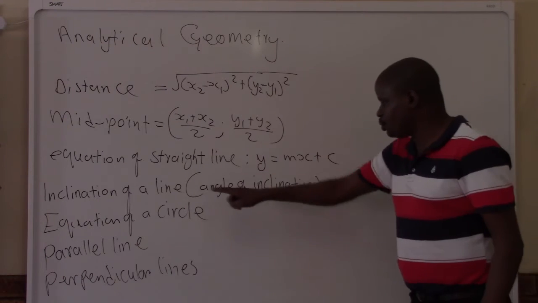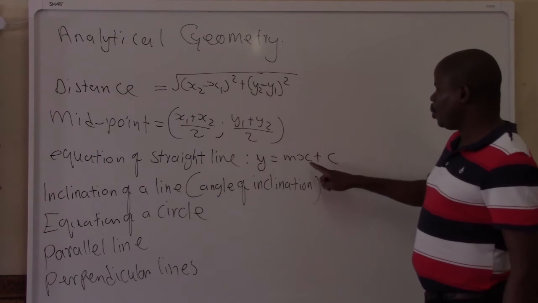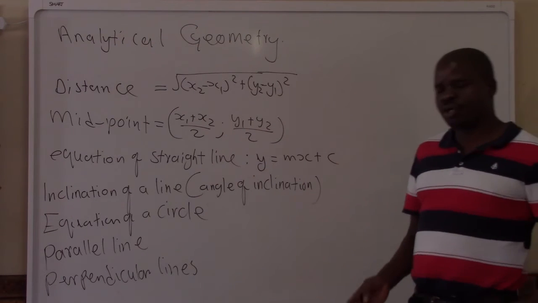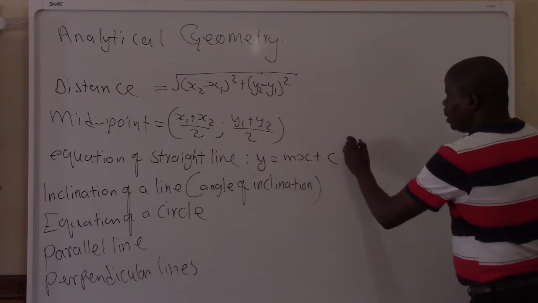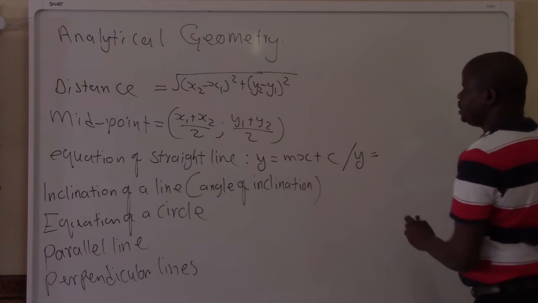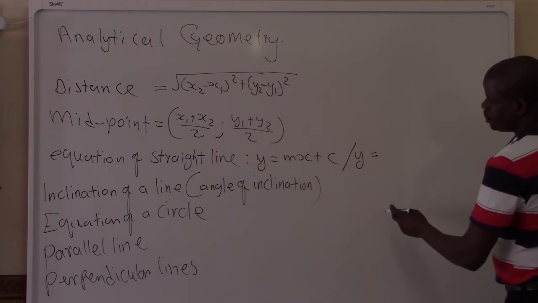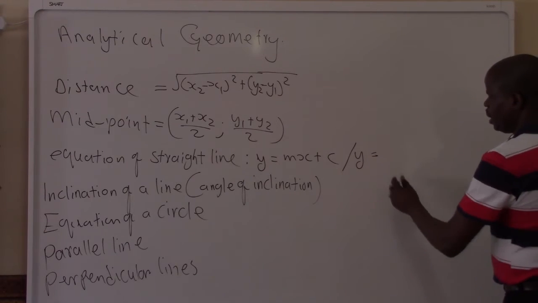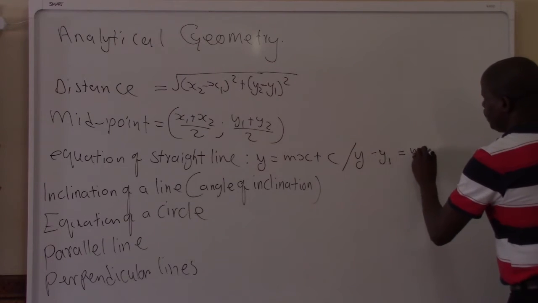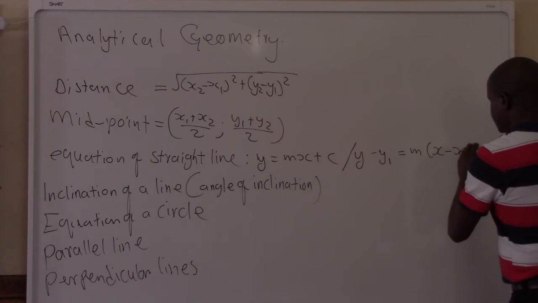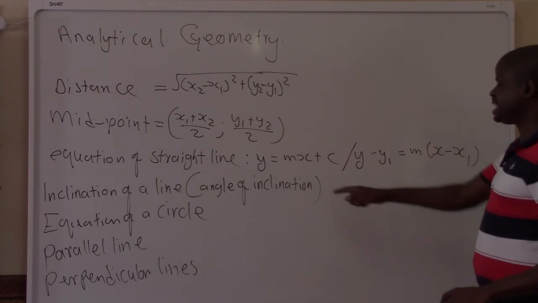So that inclination of a line is the one that gives us a gradient, and then again we also have the c. The c is the constant value in that particular equation. So it can be presented in this way, or it can also be presented in this way, whereby we have y is equal to mx plus c, or y minus y1 is equal to m into x minus x1. They give us the same thing, but this is the standard form.